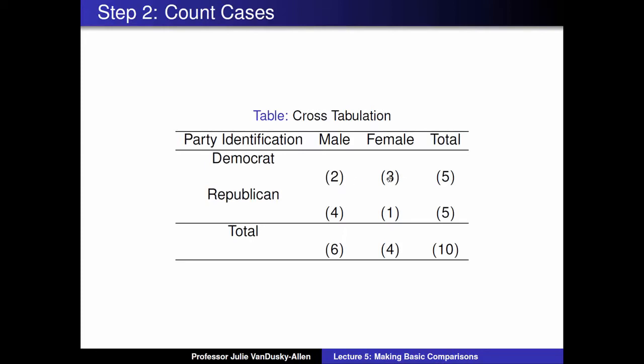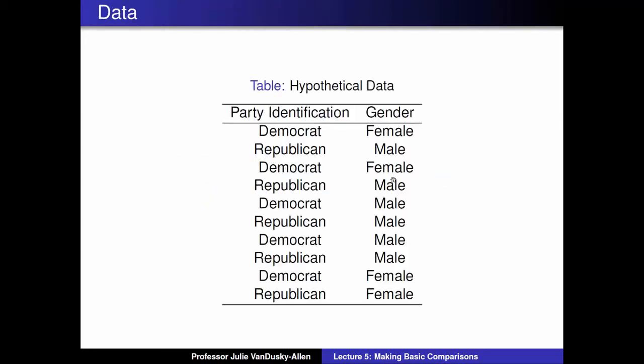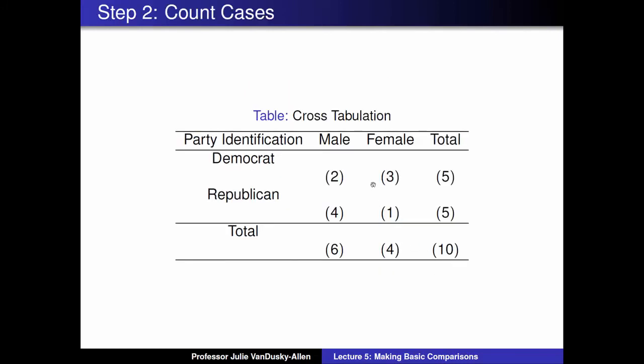In the second cell, we have female Democrats. We would go to our dataset and look for how many cases fit this criteria. As you can see, there were 3 female Democrats. Hence, in the female Democrat cell, I wrote the number 3 in parentheses. We would complete this process for each cell.